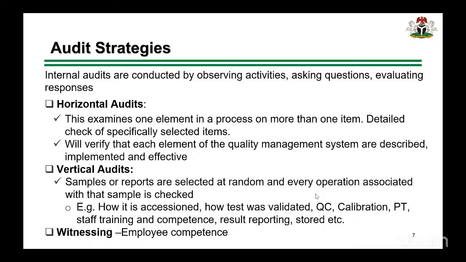The next thing is employee competence. You ask an employee to carry out a particular task or process in line with the standard operating procedure and see for compliance or not. That is known as witnessing. If I decide to say, okay, do an HIV serology test, or collect a sample using venipuncture technique, I will stand there as an auditor and watch the person do it, then assess the person based on it. That is witnessing. So we have horizontal audit, vertical audit, and witnessing. These are the three key audit strategies.